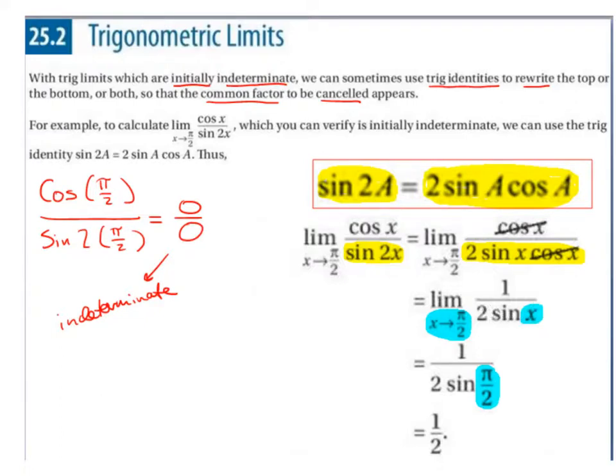2 sine x. So the limit of 1 over 2 sine x as x approaches pi over 2 is going to be 1 over 2 sine pi over 2. We're just swapping that x for pi over 2, which gives us a half. Just to show you how we know that cos x over sine 2x as x approaches pi over 2 is initially indeterminate: cos pi over 2 divided by sine 2 pi over 2 is equal to 0 over 0. So that's why we had to rewrite things.